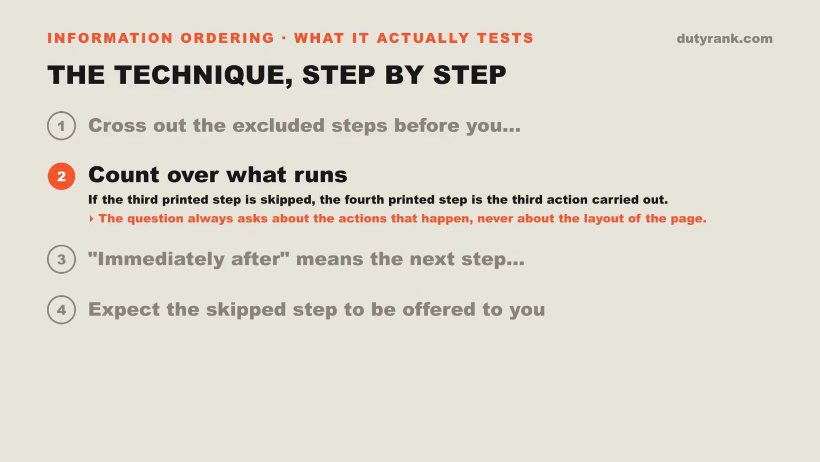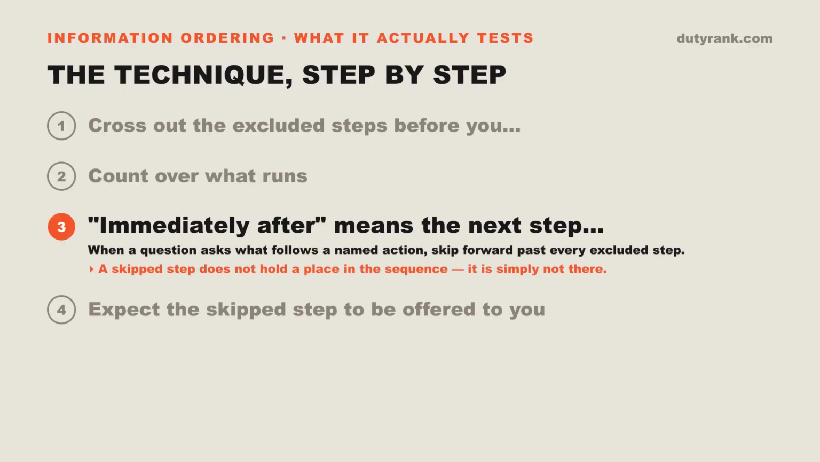Second, count over what runs, not over what is printed. If the 3rd printed step is skipped, the 4th printed step is the 3rd action carried out. The question always asks about the actions that happen, never about the layout of the page.